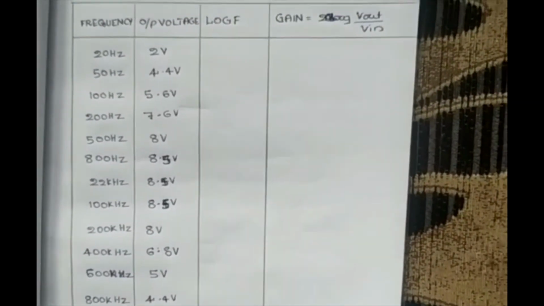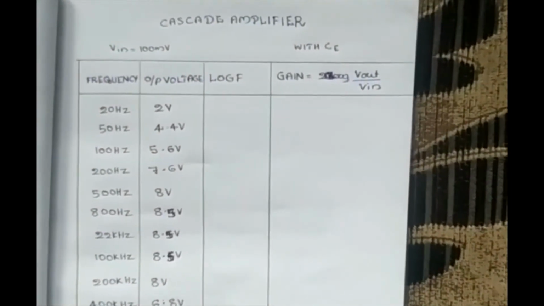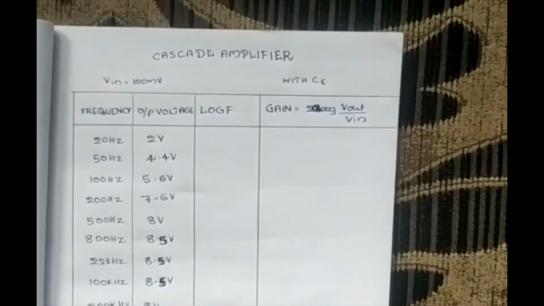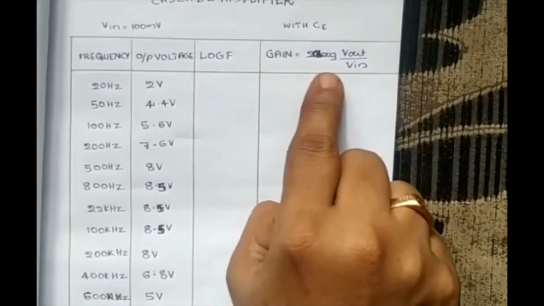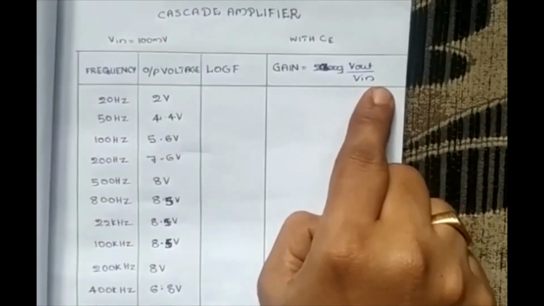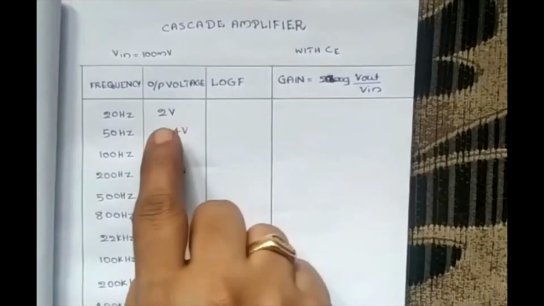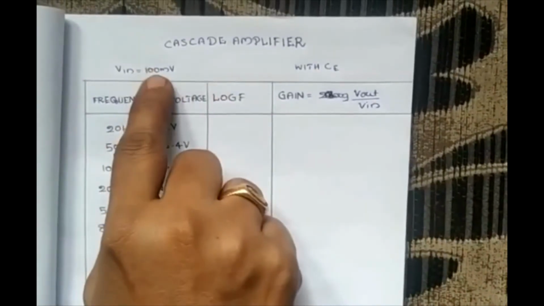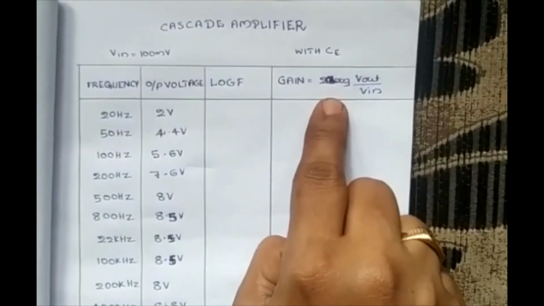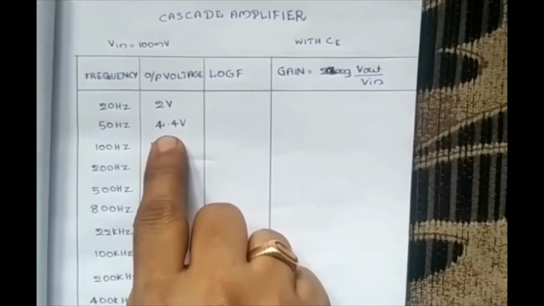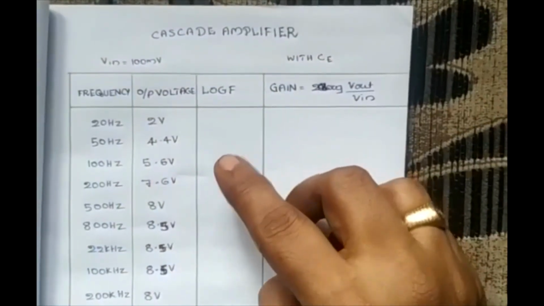To plot the frequency response, it is a graph between input frequency and the gain of the amplifier. For calculating the gain at each input frequency, gain is equal to 20 log Vout by Vin. Therefore, at 20 Hz, gain is equal to 20 log 2 volt divided by 100 millivolt. At 50 Hz, gain is equal to 20 log 4.4 volt divided by 100 millivolt. Like this, calculate each gain.